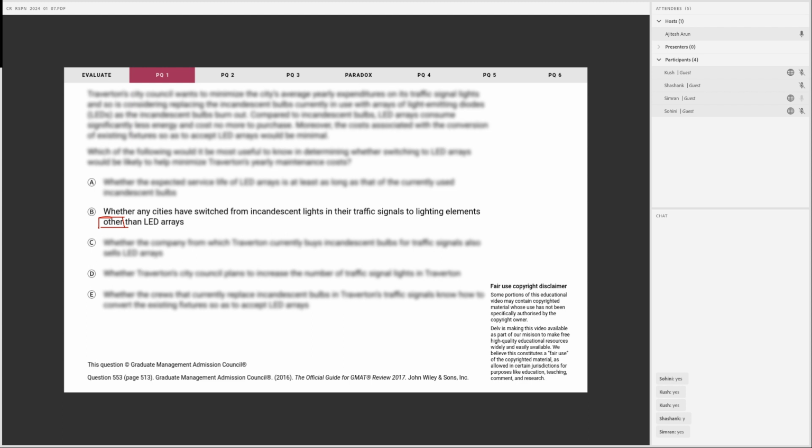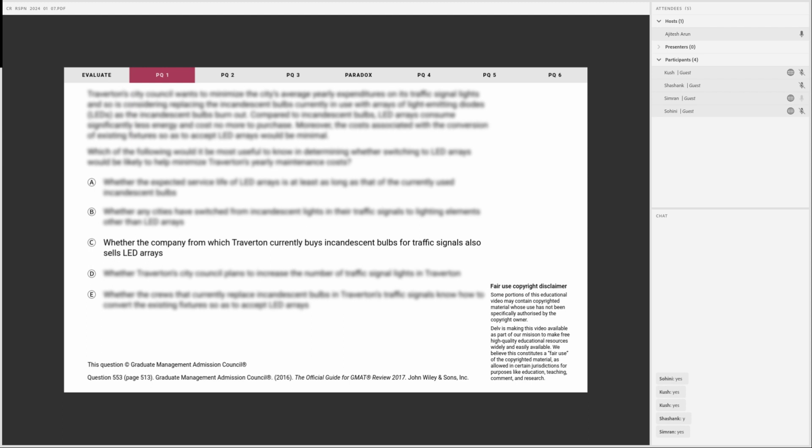If we keep in mind that option B is basically saying that, hey, look, are there any other cities that have switched from these older bulbs to things other than LEDs? All that may tell you is that the incandescent bulbs may not be, let's say, desirable. But whether LED arrays are going to be better than the incandescent bulbs, that's not what B is going to help you figure out, right? So Shashank is absolutely correct on this one. The information that we will get by asking B is not going to help us evaluate LED arrays. So B is out.